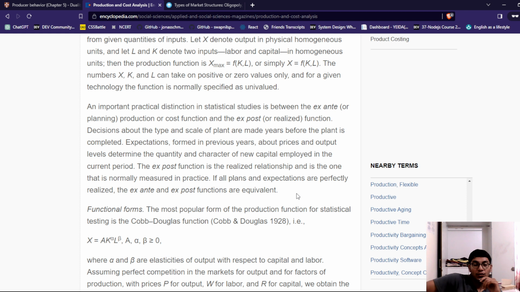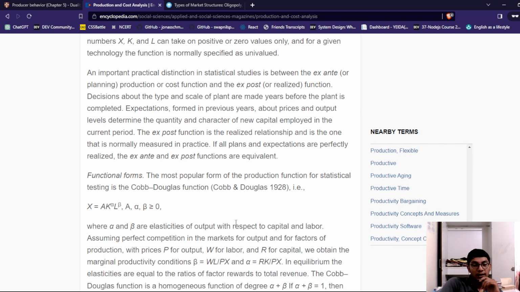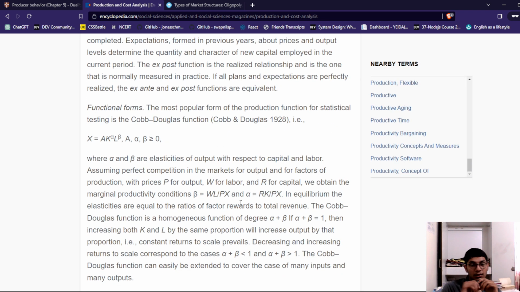The most popular form of production function for statistical testing is the Cobb-Douglas function, where A, alpha and beta are parameters, and alpha and beta are the elasticities of output with respect to capital and labor, assuming perfect competition in markets for output and factors.